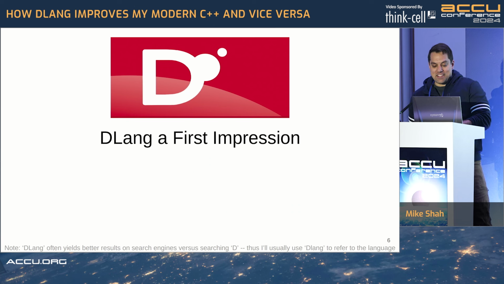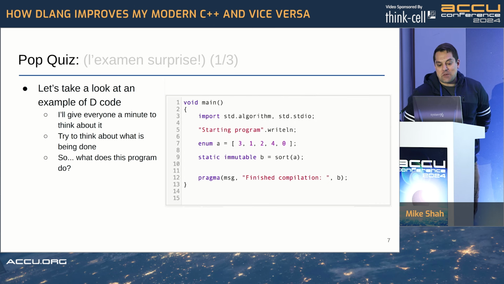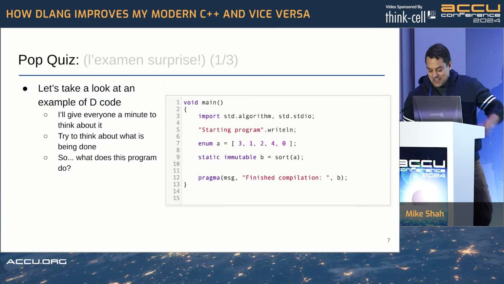So let's go ahead and just take a peek at it. We've definitely heard of it, right? We know D comes after C++ or so on. Just a little pop quiz here. Take a minute, 30 seconds to look at this code and try to figure out what it's doing. I'll let you think about it as I look at my timer here.